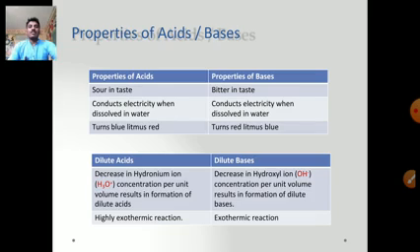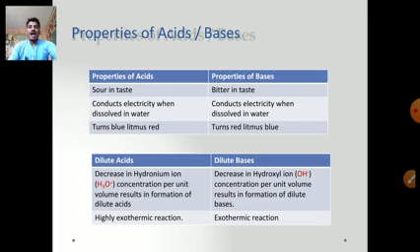Next, the properties of acids and bases. What are the properties of acids? The acid is sour in taste and bases are bitter in taste. Next one, acids conduct electricity when dissolved in water. Bases also conduct electricity when dissolved in water. Next one, acids turn blue litmus paper to red. Bases turn red litmus paper to blue.